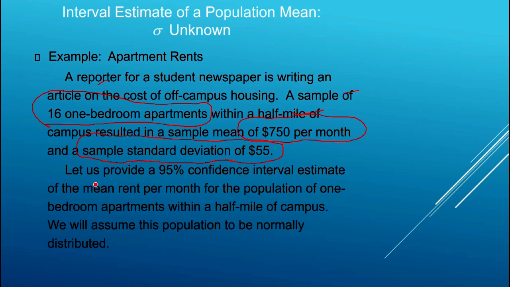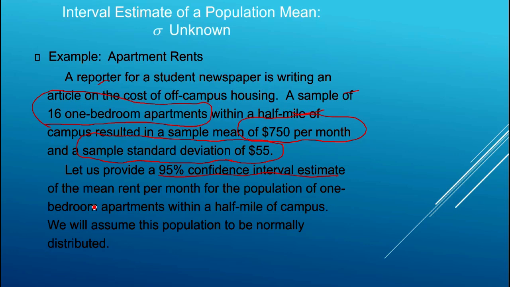This is the more realistic case. This is what you're going to run up against most of the time in practice. So what we want is a 95% confidence interval in order to estimate the mean rent per month. We want to build this confidence interval such that 95% of the time, if we were to follow this procedure, we would end up with a confidence interval that included the true population mean or average monthly rent for this off-campus housing.